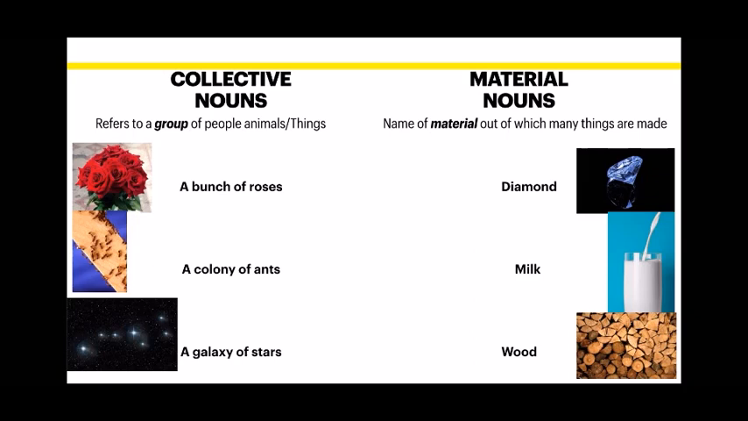Wood. Wood is another example of material noun. We can use this material wood to make number of things: cupboards, doors, beds, etc.